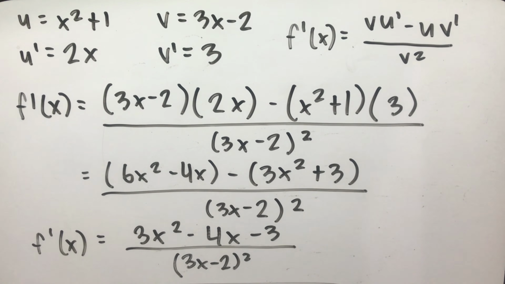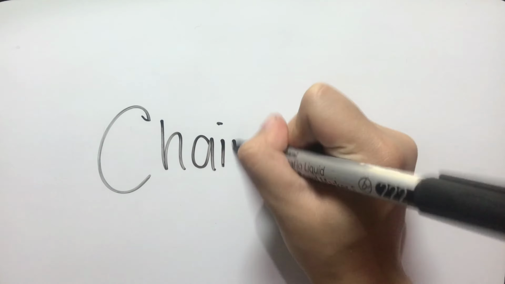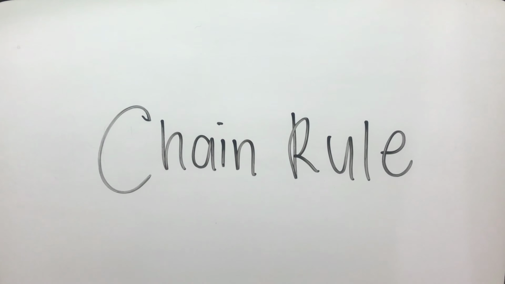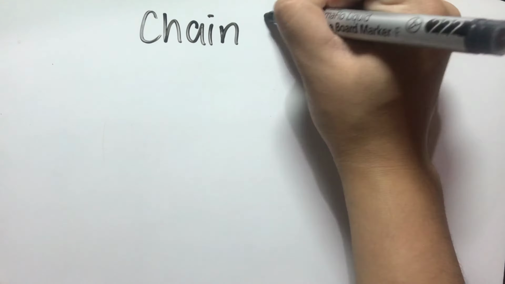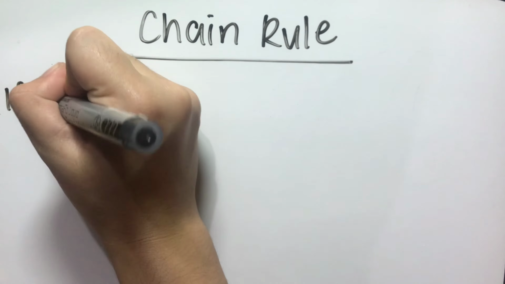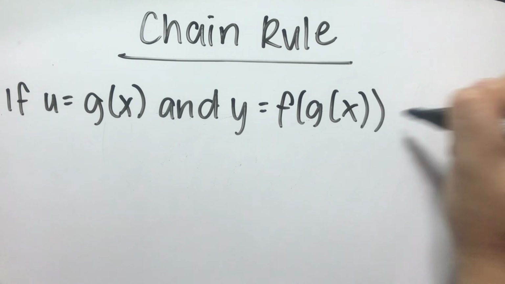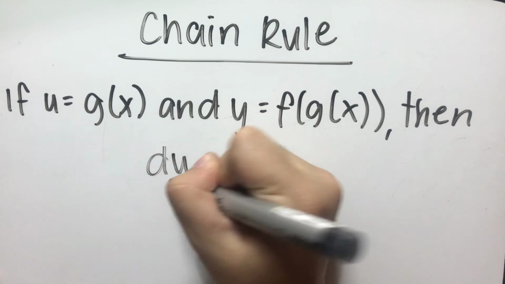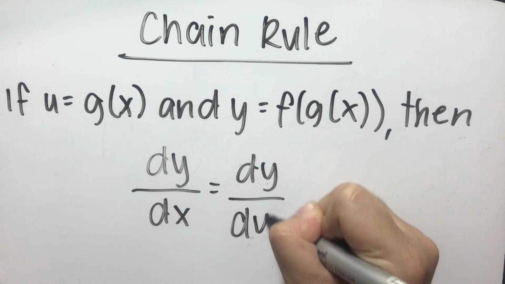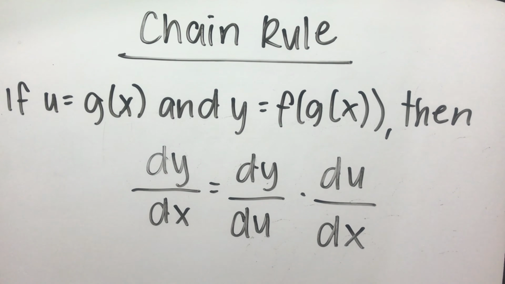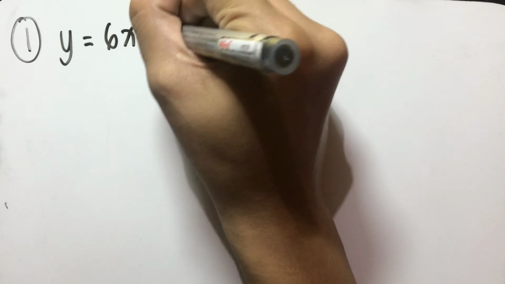For the second part of our three-part series, we're going to discuss the chain rule. So for the chain rule, if u is equal to g of x and y is equal to f of g of x, then dy over dx is equal to dy over du times du over dx. So for number 1, y is equal to the quantity 6x minus 4 cubed.